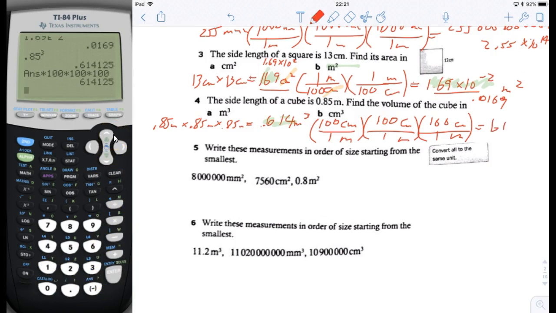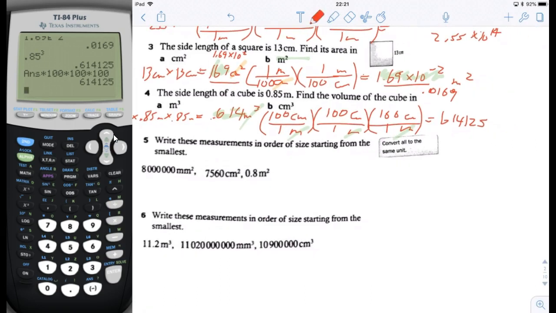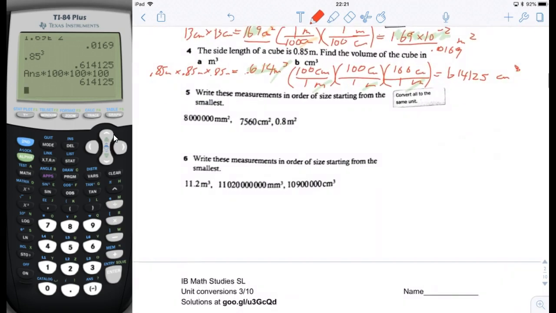614,125. And this unit is, now that we've canceled out meters cubed, we're left with centimeters cubed, which is what we wanted. Okay? Okay, we're almost done with this page.